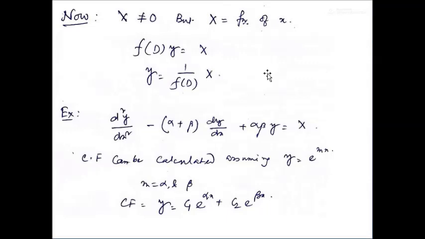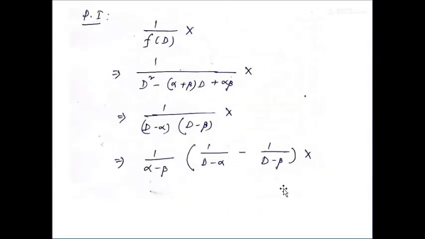You can assume X equal to 0 to derive the complementary function, but the particular integral can be determined by applying different formulas. In this case, the complementary function can be calculated by assuming y equal to e to the power mx, and m will be some alpha and beta. So the complementary function will be c1 e to the power alpha x plus c2 e to the power beta x.